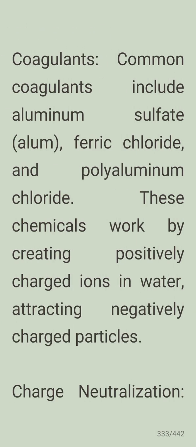Then key concepts in coagulation. Coagulants. Common coagulants include aluminum sulfate, alum, ferric chloride, and polyaluminum chloride. These chemicals work by creating positively charged ions in water, attracting negatively charged particles.